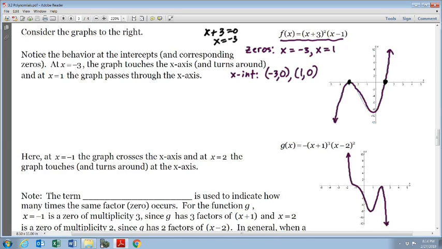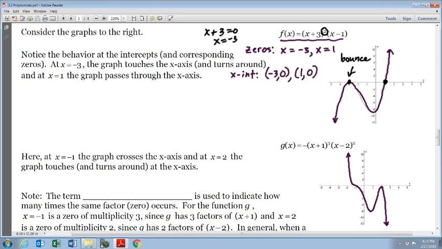Now there's something more going on here. It says at x equals negative 3, the graph touches the x-axis and turns around. So that's here. And at x equals 1, the graph passes through the x-axis, and so that's there. So I want you to see something here. Notice the exponent on the factor x plus 3, which corresponds to our x-intercept at negative 3, 0. It's even, it's a 2, and the graph bounces at that point, or at that intercept.